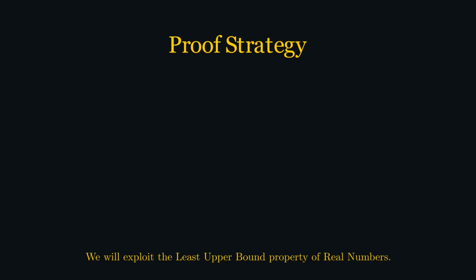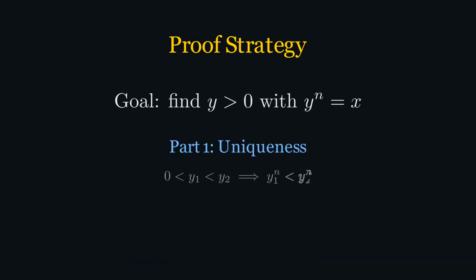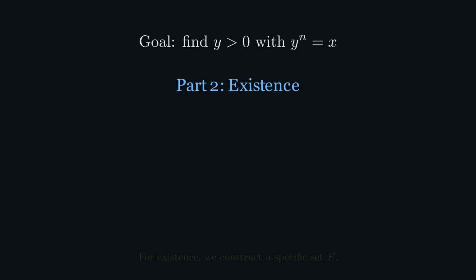For the proof, we will exploit the least upper bound property of real numbers. Our goal is to find a positive y, such that y to the power of n equals x. Uniqueness is guaranteed because the function y to the power n is strictly increasing. For existence, we construct a specific set E. We define E as the set of all positive t, whose nth power is less than x.